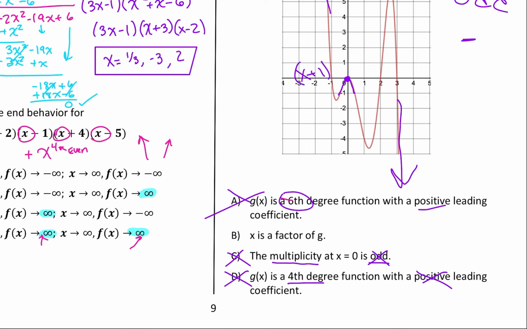Think about this. This is x plus 1 is the factor here. x plus 0, or x, is the factor there. This is x minus 2 is the factor here, and here is x minus 3. So x is a factor because 0 is one of the zeros there.